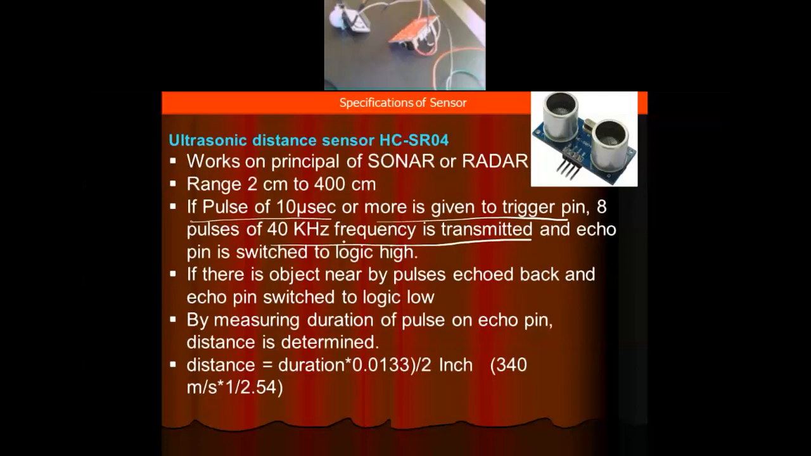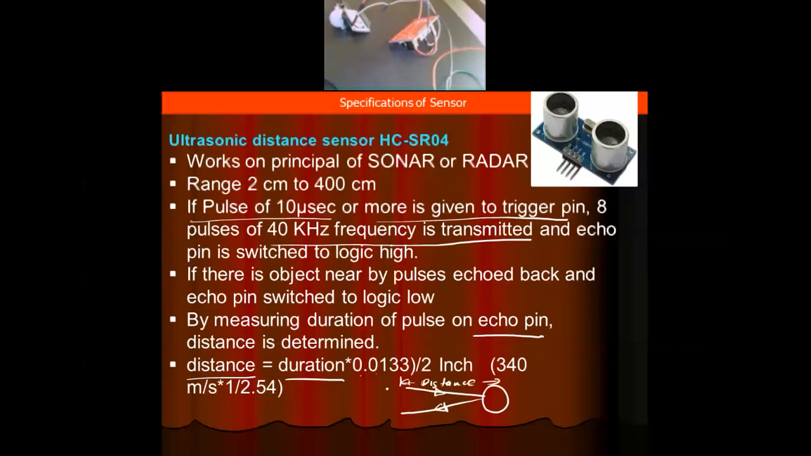And then after, we will receive the pulse. On the echo pin we will receive the pulse, and the distance can be computed with the help of this formula: duration, that is in microseconds, multiplied by 0.0133 divided by 2, because it is a to and fro. From the transmitter you are sending the pulse, and from the object it will be reflected back to the receiver. So it is a to and fro, so it is divided by 2. So that will be your distance.